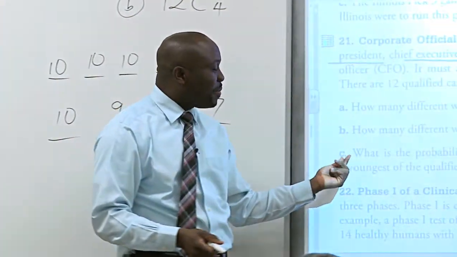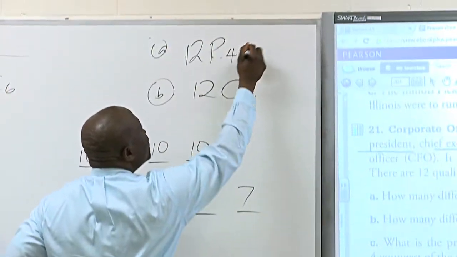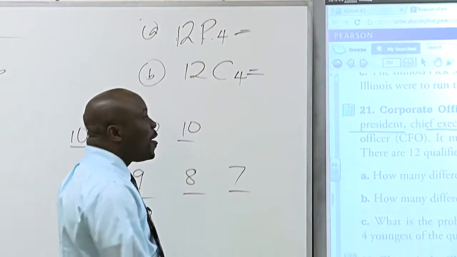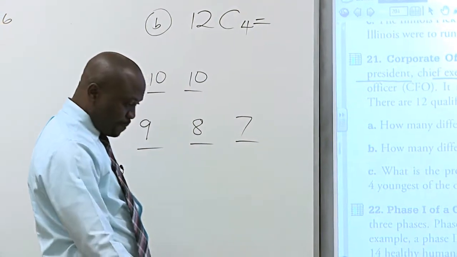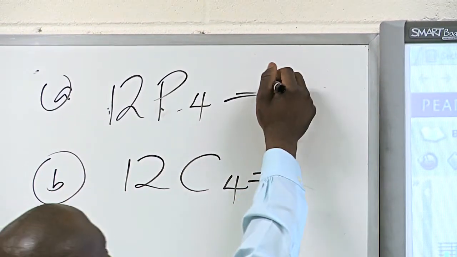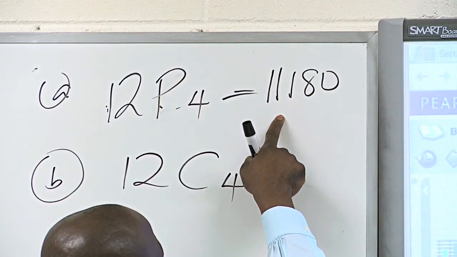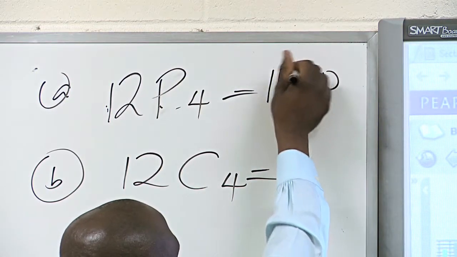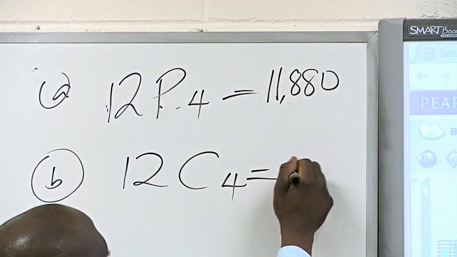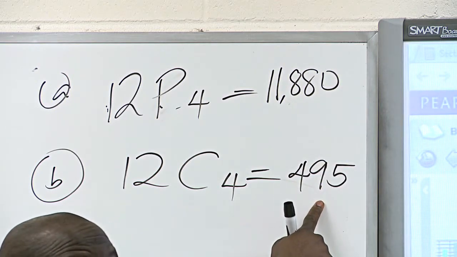Great. Now let's talk about this. This is the interesting part. Anyway, what is this equal to? Nobody did it? All right, give it to me now. That's going to be 12 times 11 times 10. Like that? No, 880. Okay, what about this one? 495. Is that it?